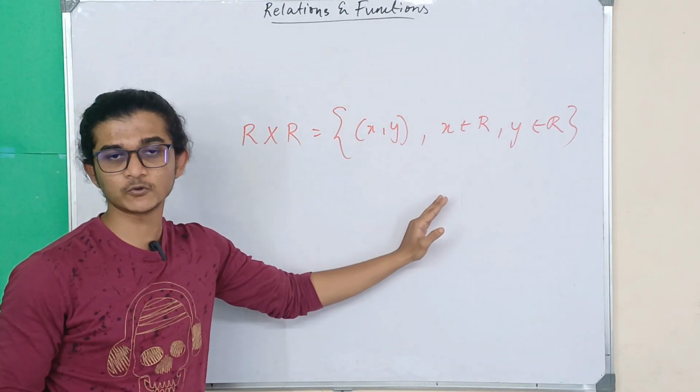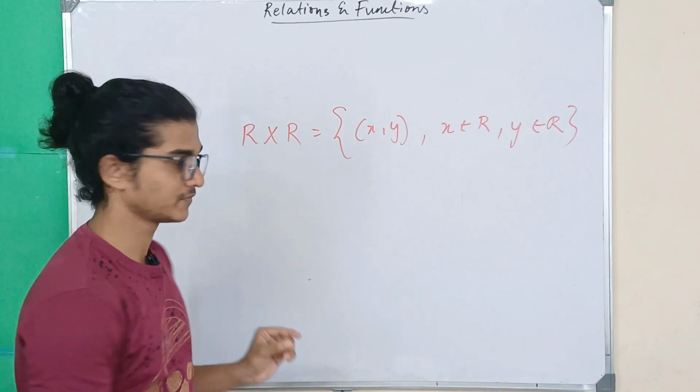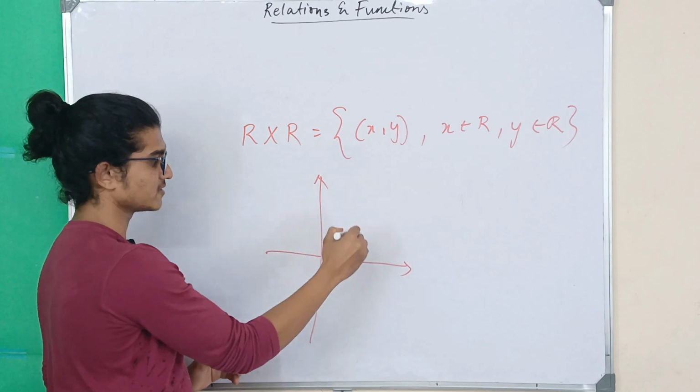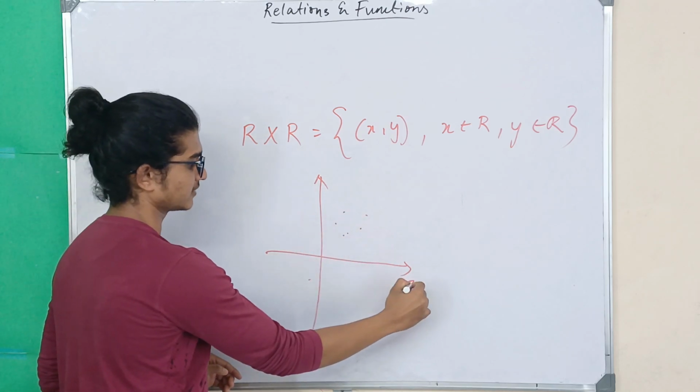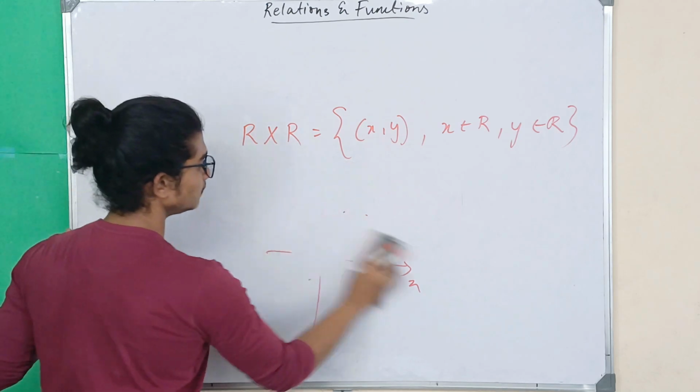It's like every single point you get, every single one of them represents a point in the plane. So you need to remember that every single point from this Cartesian product represents a point in the plane. So this is the x-axis, y-axis. So that's the one thing.